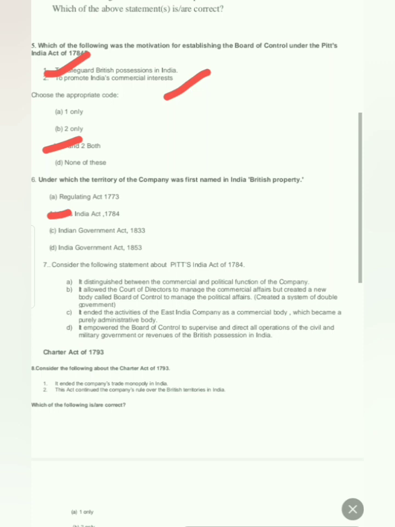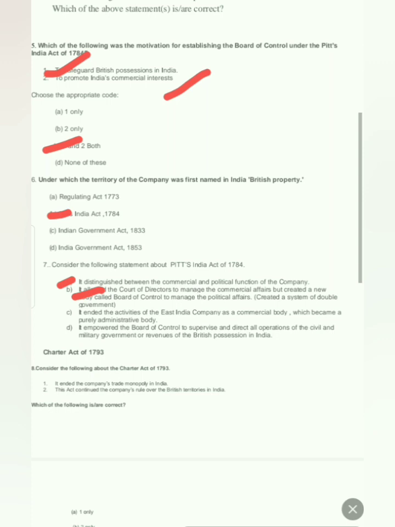Consider the following statement about Pitt India Act of 1784. Question number 7. It distinguishes between the commercial and political function of the company. Correct. It allowed the Court of Directors to manage the commercial affairs and created a new body called Board of Control to manage the political affairs. That is, it created a system of double government. Absolutely correct. Option B is correct.